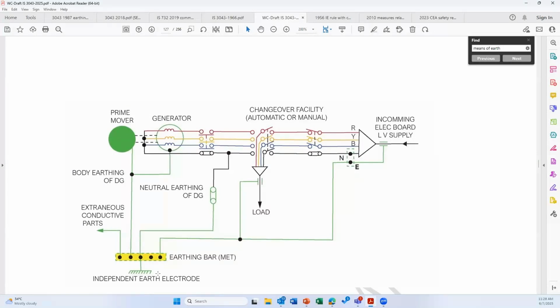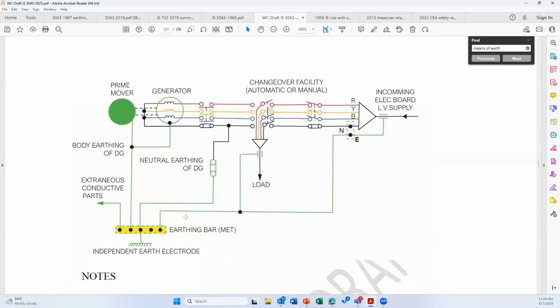So basically, this picture has been there for 40, 50 years, since 1966, I believe. But even with this picture, the practice of earthing for a DG with two separate pits for neutrals and two separate pits for body was followed, which was absolutely wrong. This picture is the correct way of earthing in a generator.